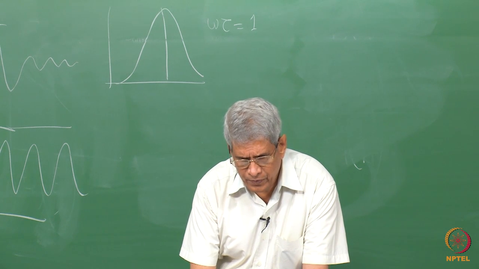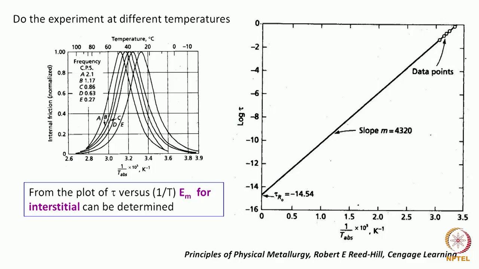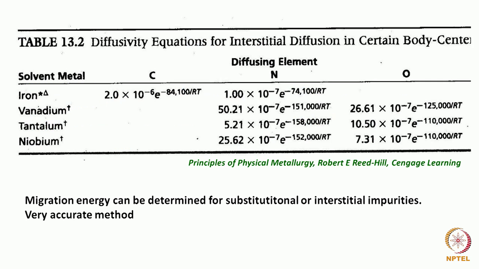So with this experiment, what we are able to do is measure the migration energy for different types of interstitials. This is the value which is given for one here. This is around 74.1 kilocalorie. Another is for vanadium, in which carbon, nitrogen, oxygen, different elements have been determined.